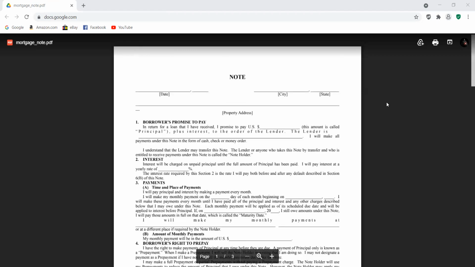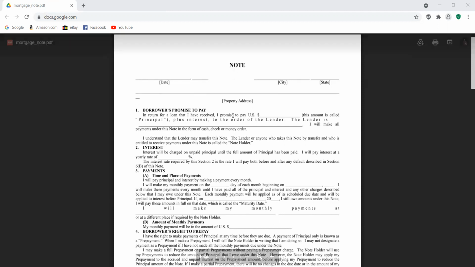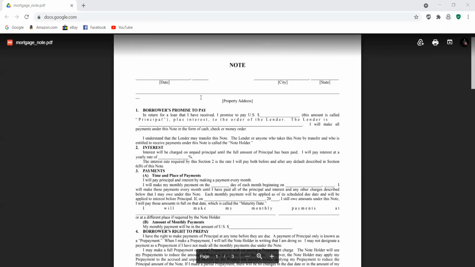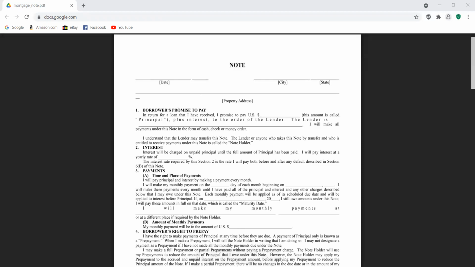But today's video, we're going to jump right in. So we're going to look at the note. And we know that the note is so important because if there is no note, there is no loan. So this is an example of your standard note. And typically it is about 3 pages long. And it'll look something like this. You'll see the date, the city, the property address, and of course, the note is the borrower's promise to pay.